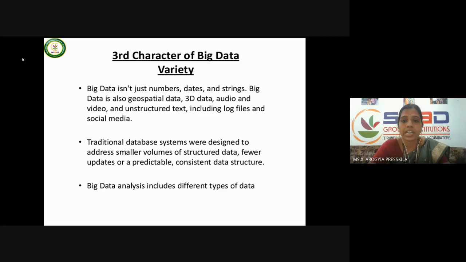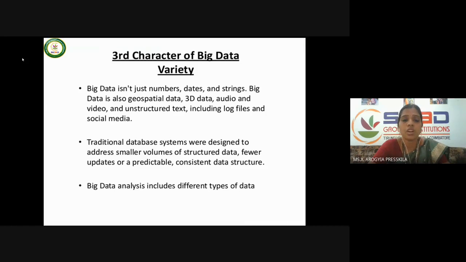The next one is variety. Variety means all kinds of data come under big data. It is not just numbers, dates, and strings. Big data also includes geospatial data, 3D data, audio, video, unstructured text, log files, social media, everything. All types of data come under big data.